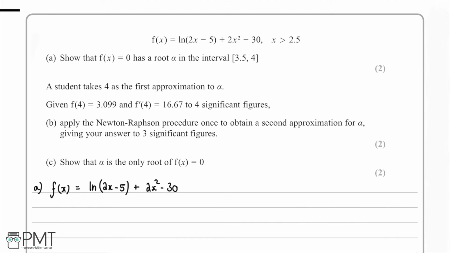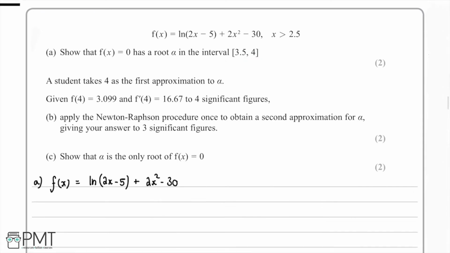So in this question, we're given a function, f of x, which is equal to ln of 2x minus 5 plus 2x squared minus 30. And we have the condition that x must be greater than 2.5. Question part A. So we're being asked to show that f of x equals 0 has a root alpha in the interval 3.5 to 4.